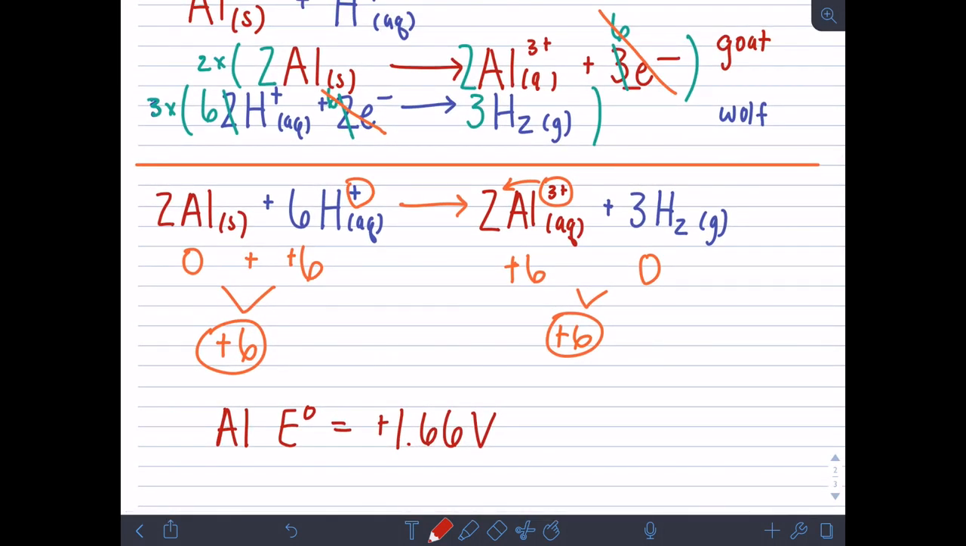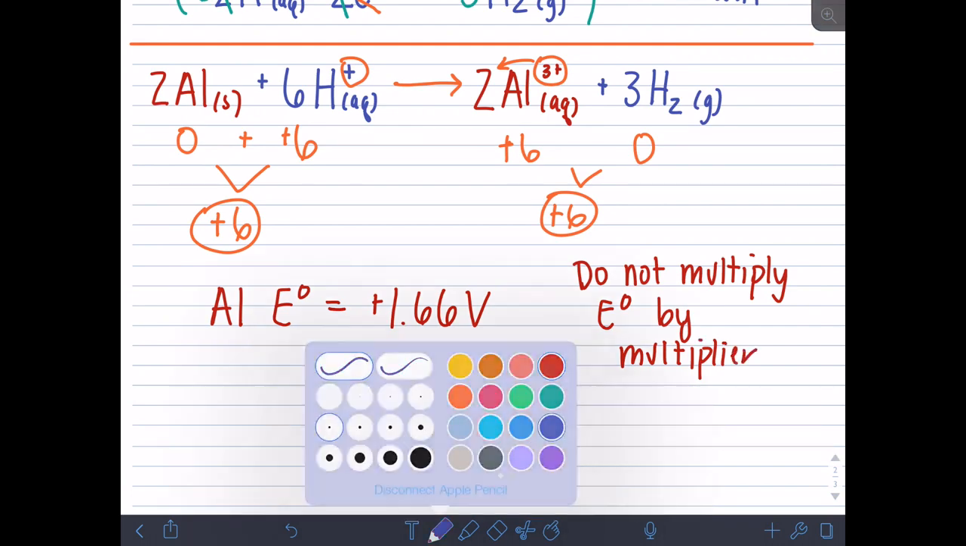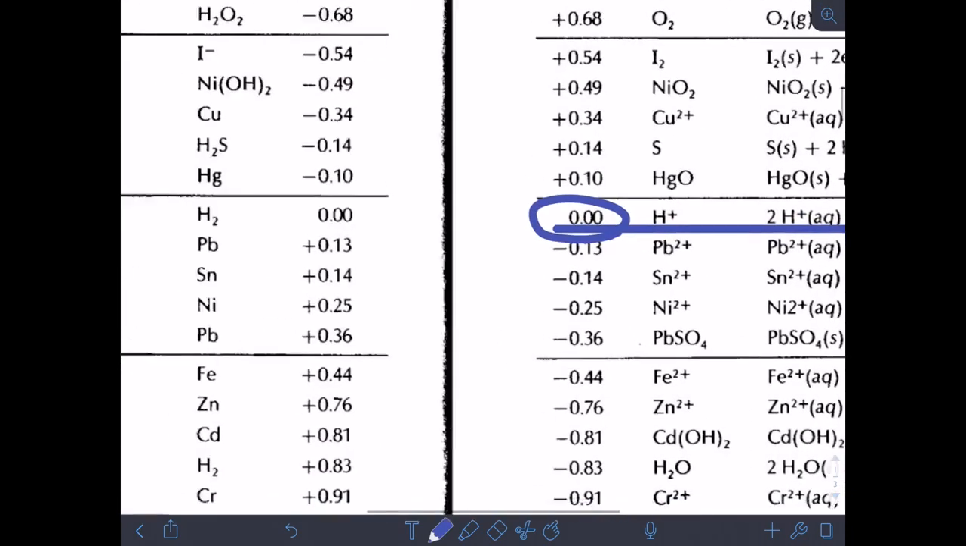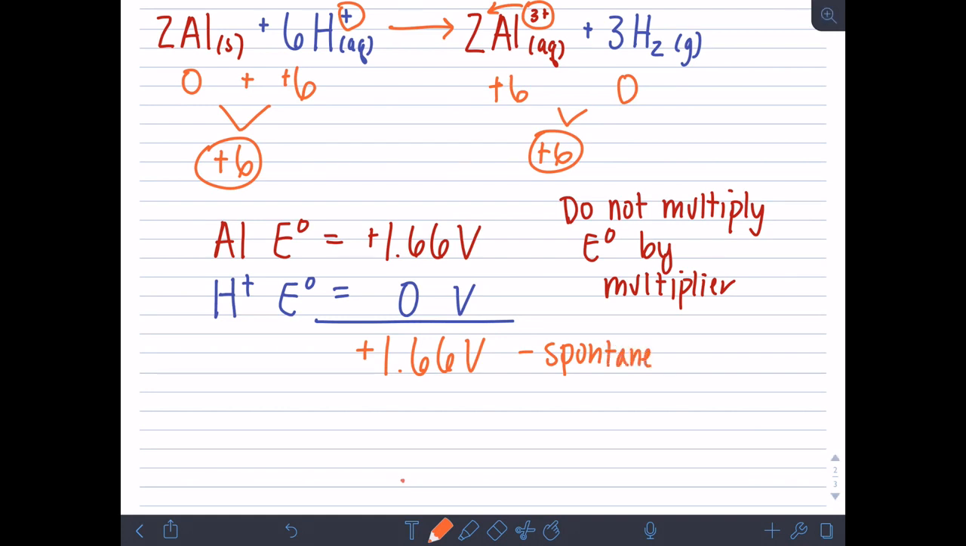You'll notice that I did not multiply it by my multiplier up at the top. Do not multiply it by anything. It's an intrinsic value, so it doesn't change with amount. So do not multiply electrode potential by multiplier. Leave it as it is. My electrode potential for hydrogen is 0. So we add those together, and the total electrode potential for this balanced chemical reaction is plus 1.66 volts. That's a positive number, so this reaction is spontaneous. It's energetically favorable, and so this reaction will proceed.